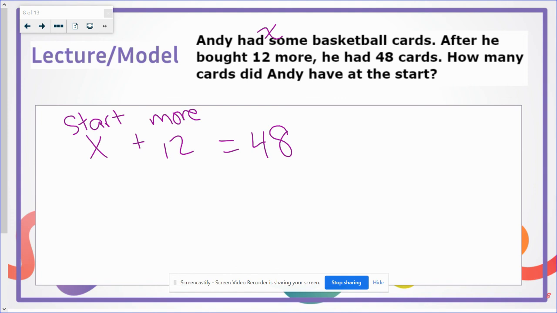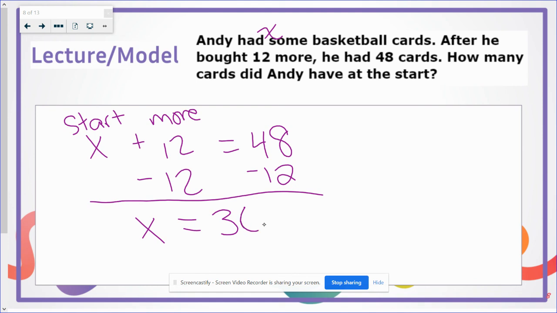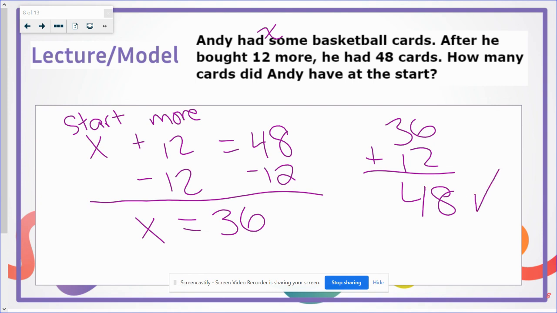So in this case, since we added 12 to our starting point of X, we started with X, we bought 12 more. To cancel that out to get what X is, we're going to subtract 12. Now, if I subtracted 12 on the left side, I also need to subtract 12 on the right side, or I'm going to be topsy-turvy. 48 minus 12 would be 36. All right, now let's check if that is correct. Is 36 plus 12 in fact 48? And it is, so that checks.